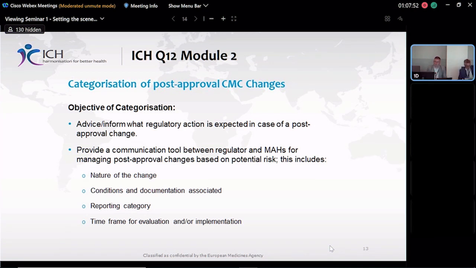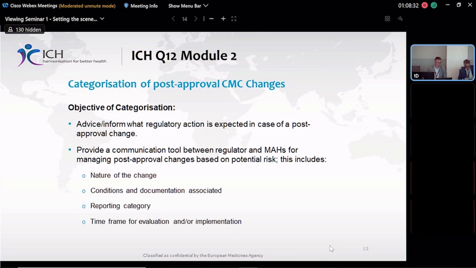So we need to categorize variations to advise and inform what regulatory action is expected in the case of that post-approval change. There needs to be a communication tool between the regulator and MA holders for managing post-approval changes based on the potential risk that change poses to quality, safety, or efficacy. So this can include the nature of the change, the conditions and documentation associated with the change, what we expect to be sent to us for review, a particular reporting category, and importantly, a time frame for evaluation or implementation.